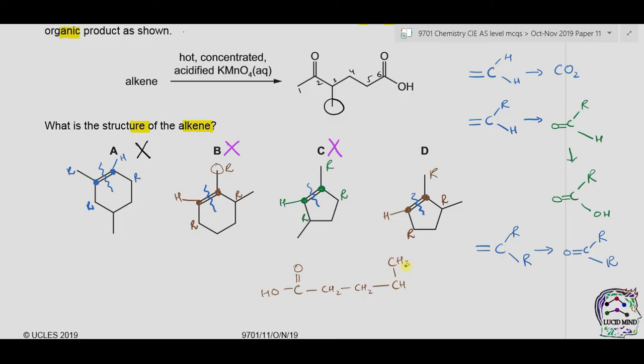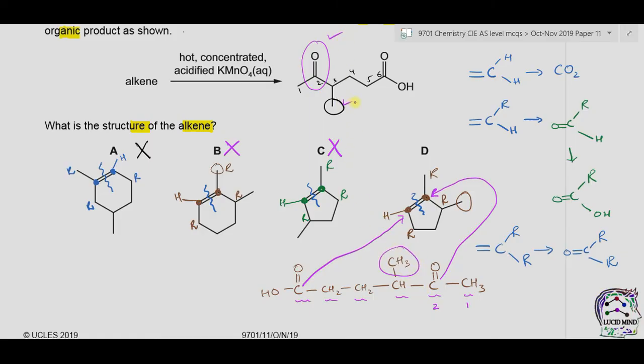With this carbon we have a methyl group attached, then we have a ketone functional group. Now this carbon is this one, and this ketone is given by this carbon atom. In the long chain we have 6 carbon atoms, and on the second carbon we have a ketone functional group, which is correct. On the third carbon we have a methyl, which is correct, and on the 6th carbon atom we have a carboxylic acid functional group, which is also correct. The answer is therefore D.